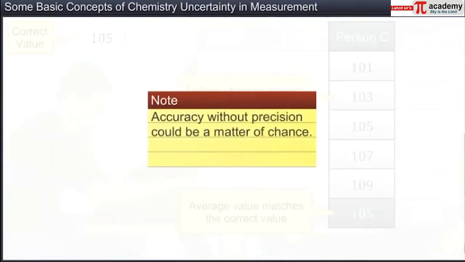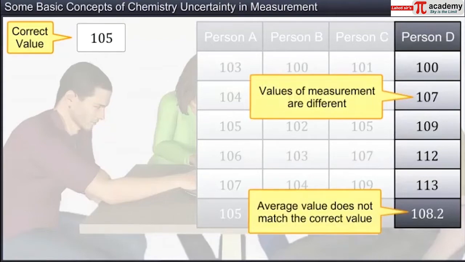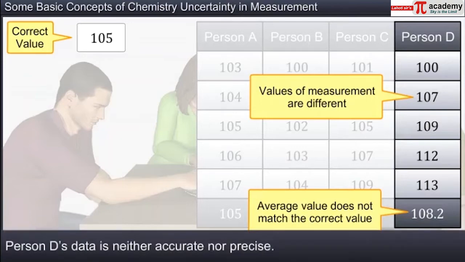Note that accuracy without precision could be a matter of chance. For person D, the average value does not match the correct value. Neither are the values of different measurements close to each other. So, D's data is neither accurate nor precise.